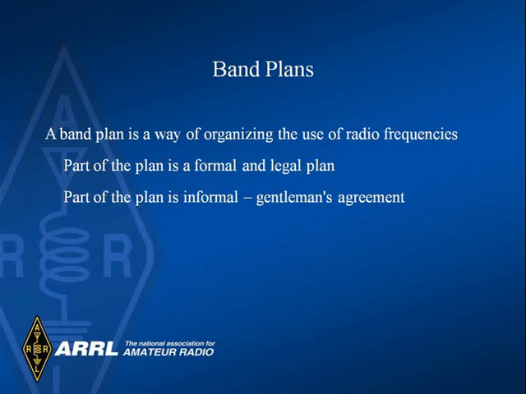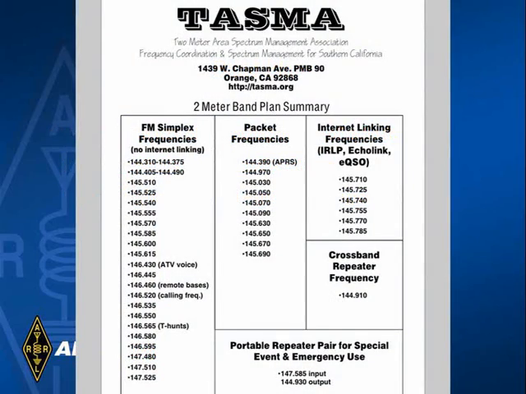A band plan is a way of organizing the ham frequencies. Part of the band plan is formal and legal. Part of it is informal. Here is an example of the 2-meter band plan. As you can see, the band is broken up into segments. There are designated frequencies for FM simplex, packet, internet linking, etc.